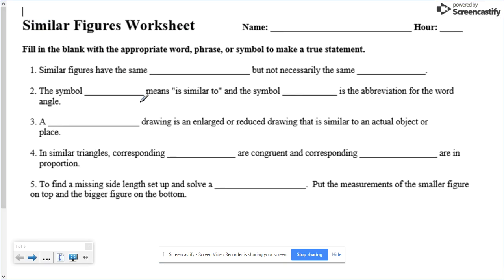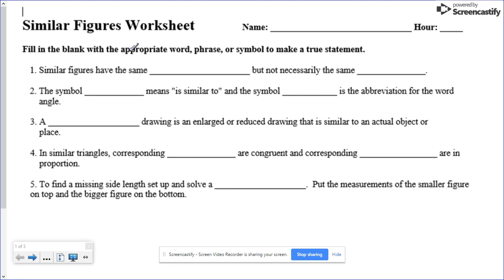Hi guys, today we are talking about similar figures. So you should have grabbed this worksheet as you walked into the classroom. If you don't have it, you need to push pause and go find it. And you're going to ride along with this worksheet as I go along with it. The first 5 questions are just vocabulary, so we're going to go through that together.